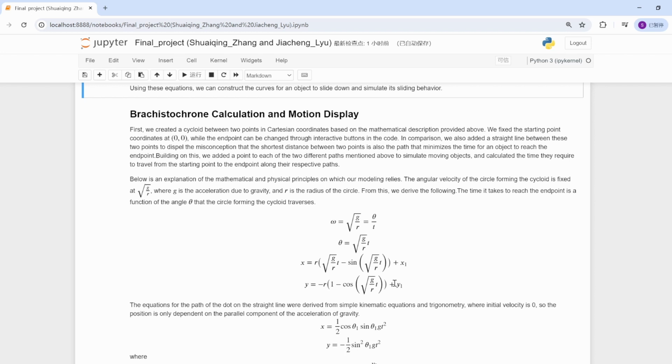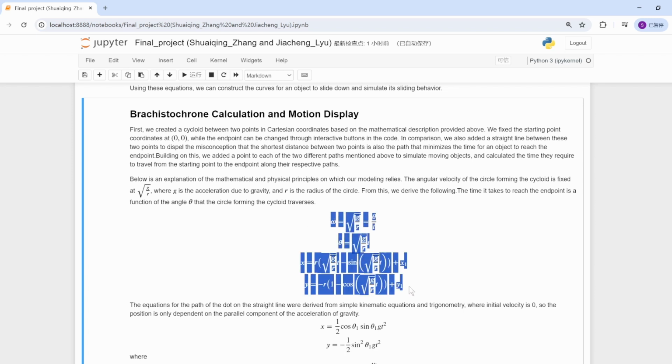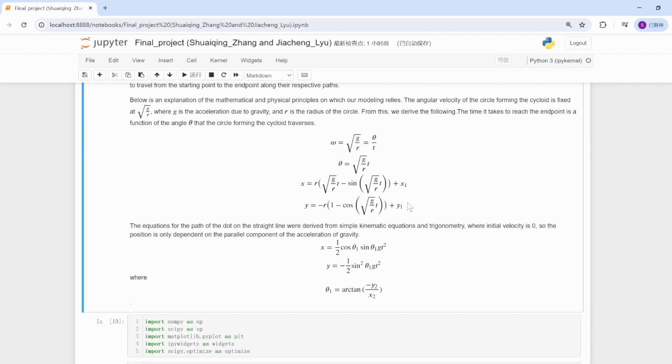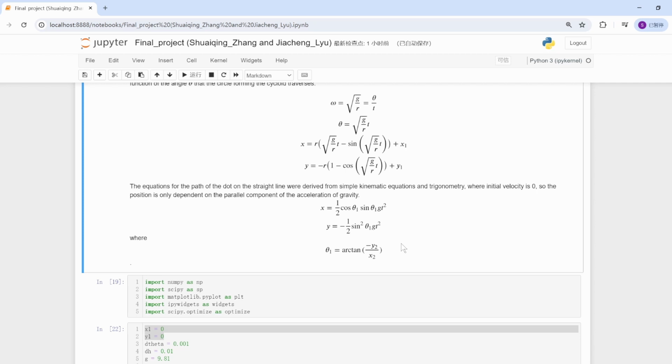Regarding our work, the first thing we need to do is find the shortest time path between 2 points through our code. We know that the circle forming the cycloid moves at a constant angular velocity, which in our physical scenario is the square root of g over r. Therefore, we have these equations. We also added a straight line for comparison, to let everyone know that the shortest time path between these 2 points is not a straight line. The coordinates corresponding to the straight line are expressed by these formulas, where theta is the angle traversed by the circle during rolling.